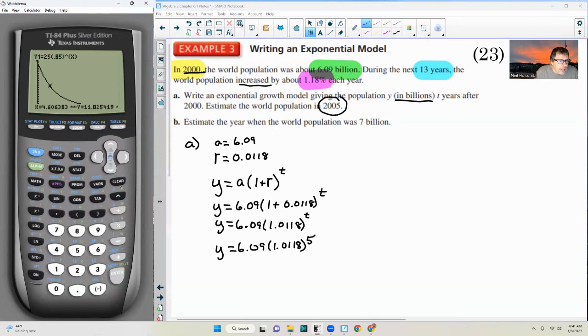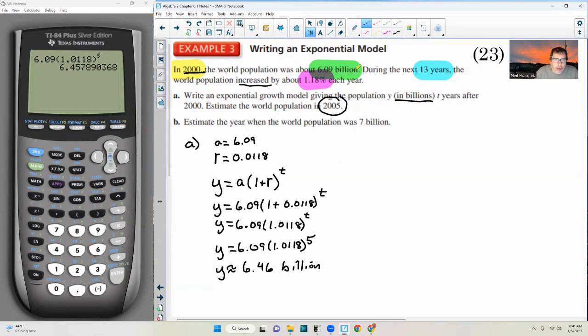I'm going to hit clear, and I'm going to put 6.09 parentheses 1.0118 close parentheses to the power of 5 and get a value. So y is going to be approximately, let's do an approximation. And it says estimate the world population. So it's going to be 6.46 billion.